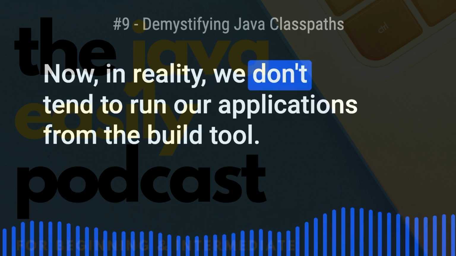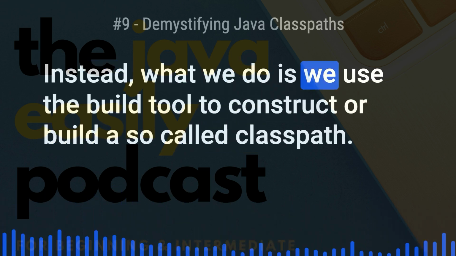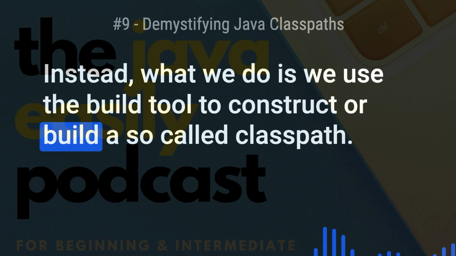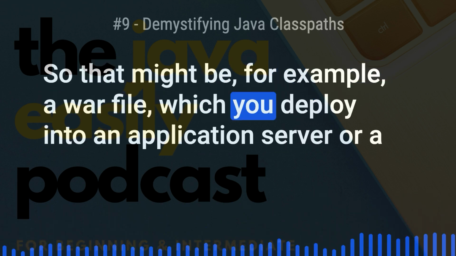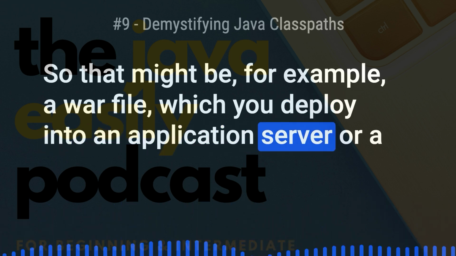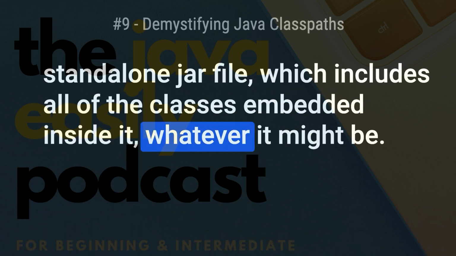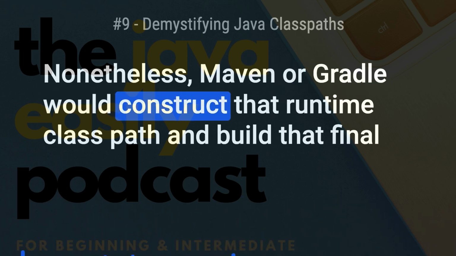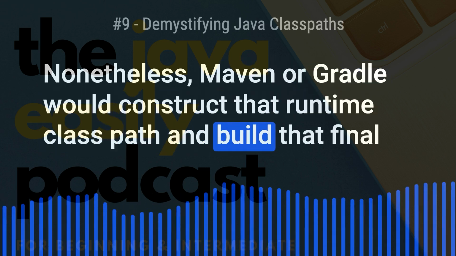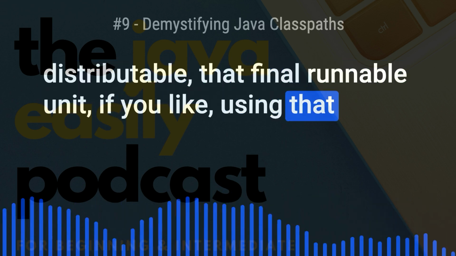Now, in reality, we don't tend to run our applications from the build tool. Instead, we use the build tool to build a so-called distributable, which is the end runnable unit. That might be, for example, a WAR file which you deploy into an application server, or a standalone jar file which includes all of the classes embedded inside it, whatever it might be. Nonetheless, Maven or Gradle would construct that runtime class path and build that final distributable using that class path.